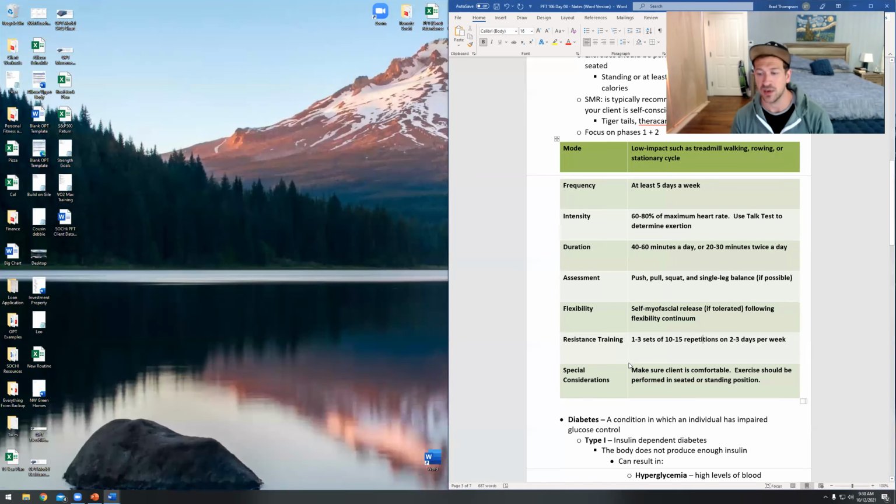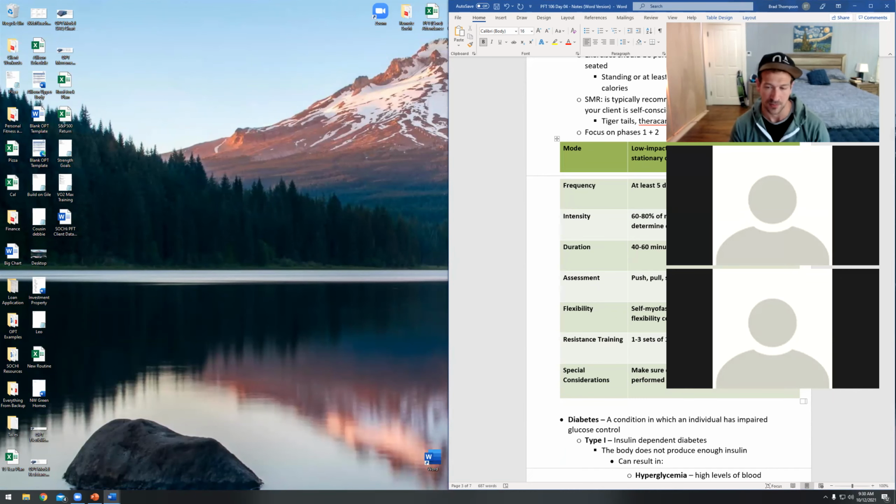So special considerations, always make sure your client is comfortable and try to do as much exercise standing or seated as possible. Any questions so far on obesity before we move into the next one?